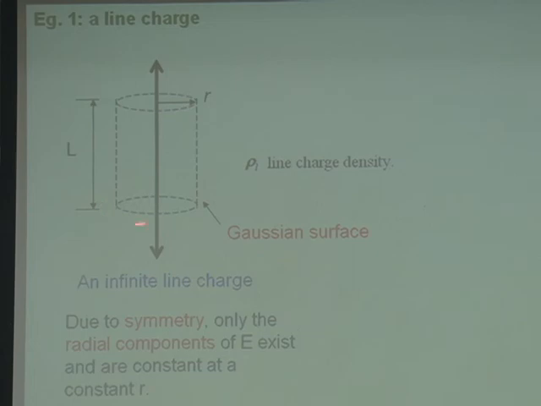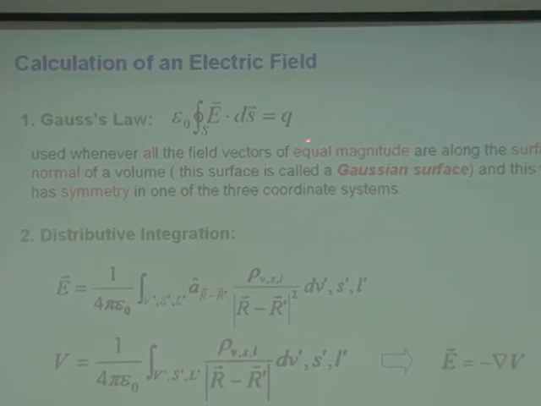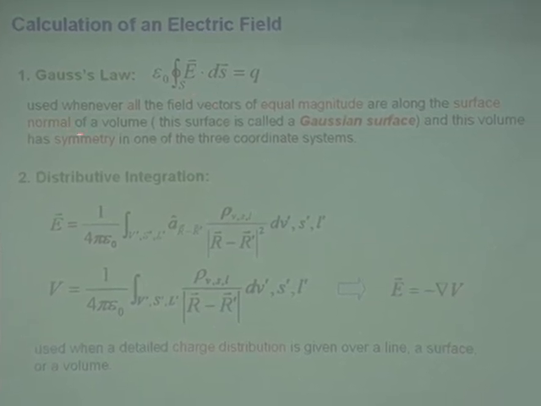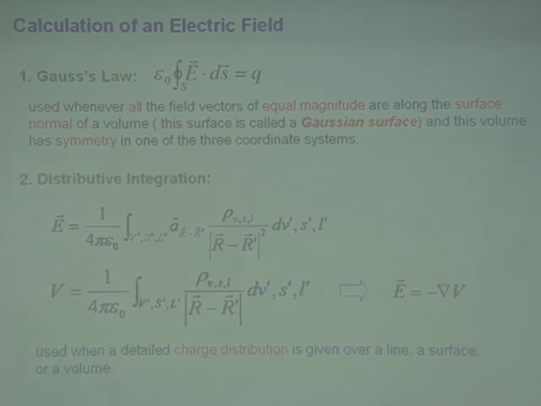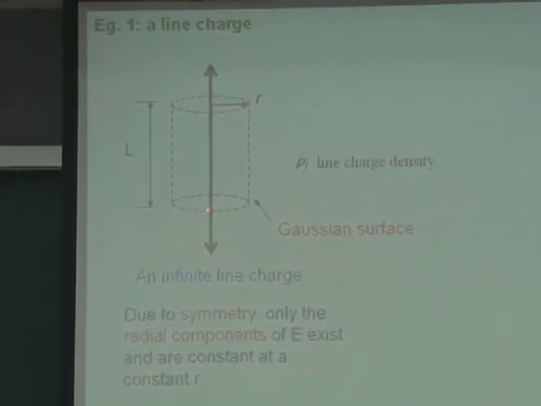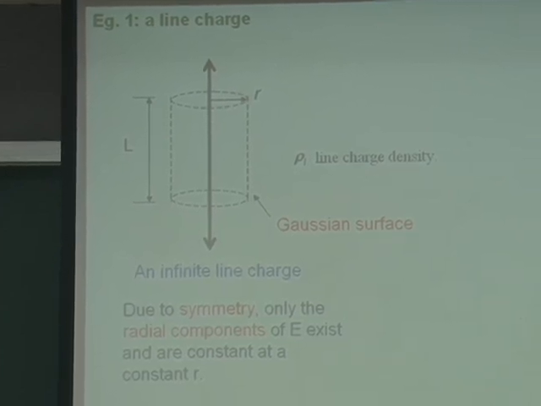On the surface of this cylinder, the radial component of the electric field is the same everywhere and along the surface normal direction. So this satisfies the condition to use Gauss's law to calculate the electric field, right? Now you have found a Gaussian surface on which the electric field has equal magnitude, and all the field vectors are along the surface normal of the volume, except on this surface and this surface. On these two surfaces, the electric field is perpendicular to the surface normal.